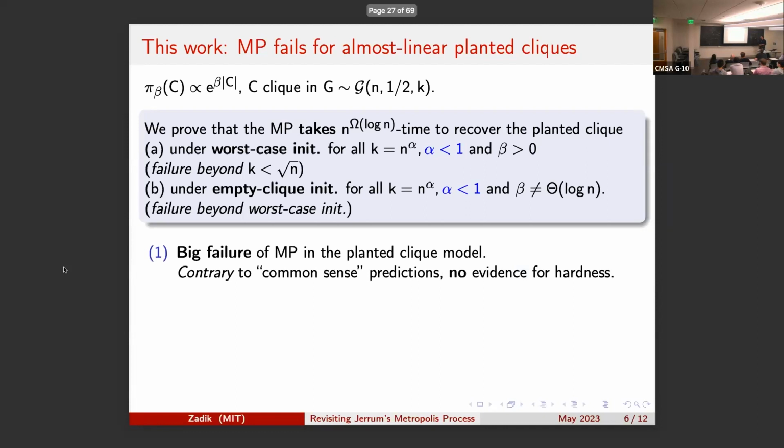Okay. I guess the main message is what I said. I have written it here. I think it's a big failure of the Metropolis process, the result. It's a big failure in the Plantinga model, of course, not generally. It's contrary to what I believe is the common sense prediction, and what I read in the literature to be the common sense prediction. And definitely I believe it has been cited, right? This started the very beautiful literature of the Plantinga model, but not for the correct reason. The root n is a technicality in the Jerrum proof.